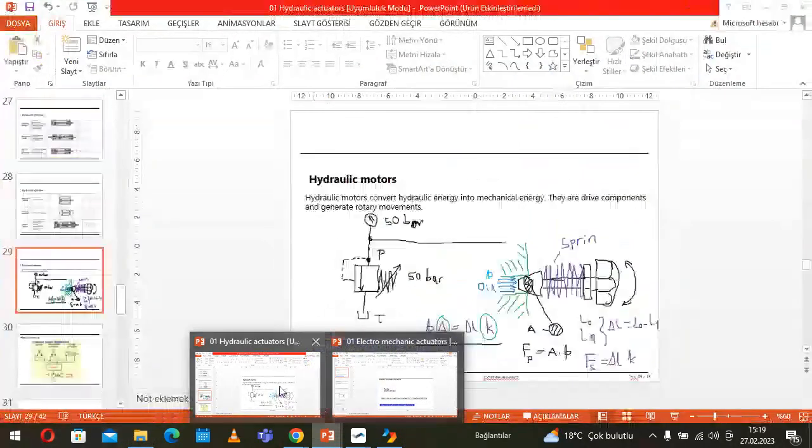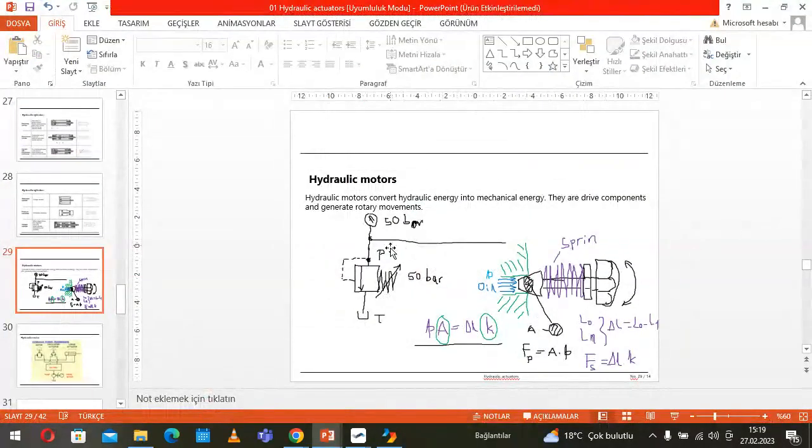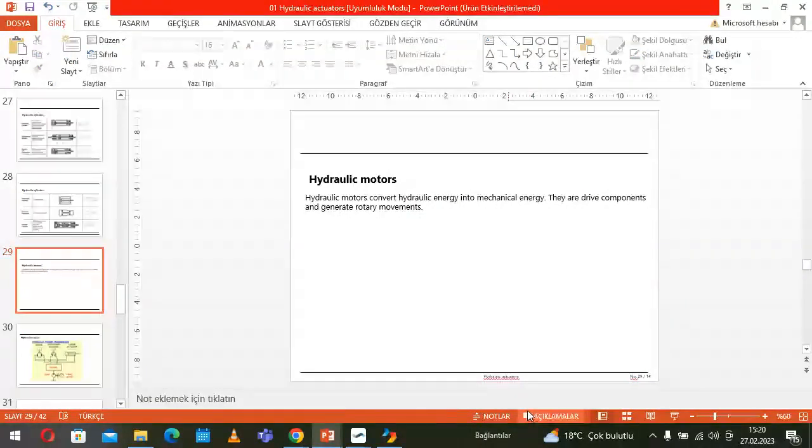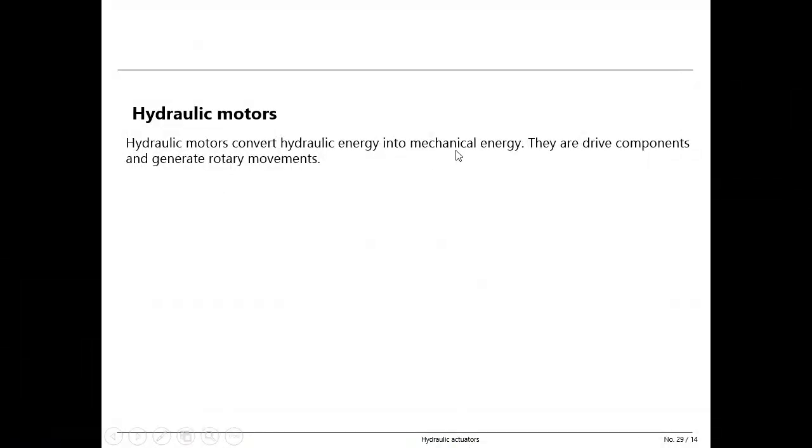Okay, let's come to the PowerPoint presentation. So we learned how to adjust the speed, that means flow rate, and the pressure, forces, and so on. So now let's continue with the hydraulic motors. Those are hydraulic rotary actuators. Hydraulic motors convert the hydraulic energy into mechanical energy. So they are derived components and generate rotary motion or movement.